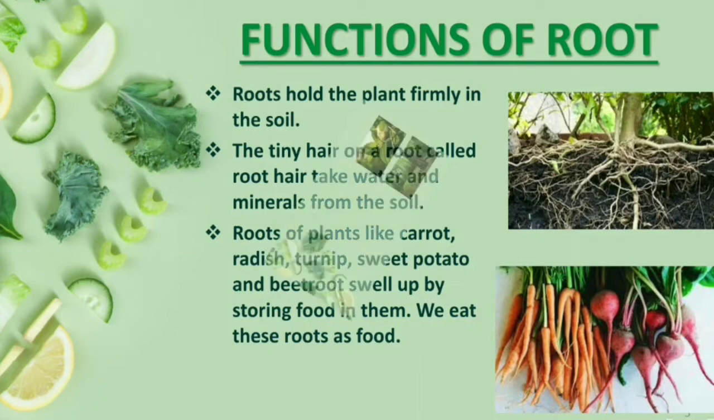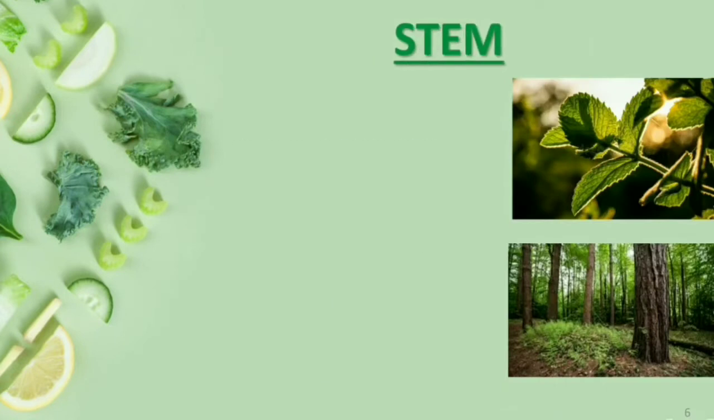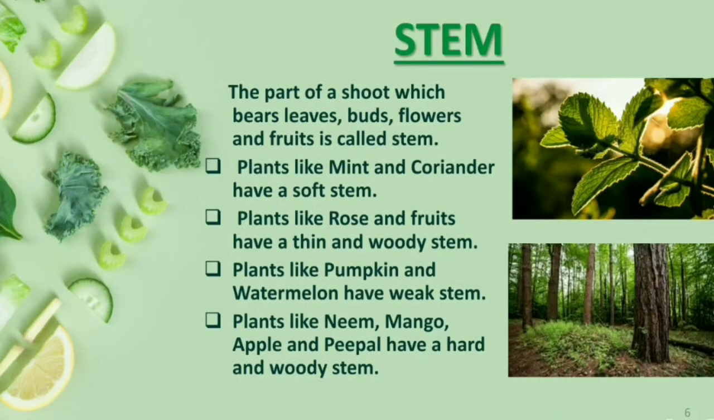Now moving on to our next topic, that is stem. Now stem is also known as the backbone of the plant. It helps the plant to stand straight. The part of a shoot which bears leaves, buds, flowers and fruit is called stem. Now in the shoot, the leaves, buds, flowers and fruits all grow on the stems only. Plants like mint and coriander have a soft stem. These two plants have the soft stem.